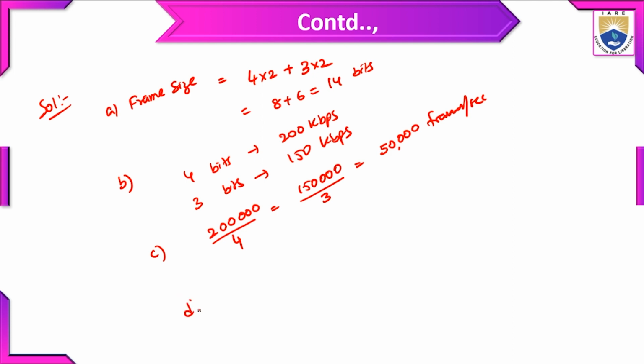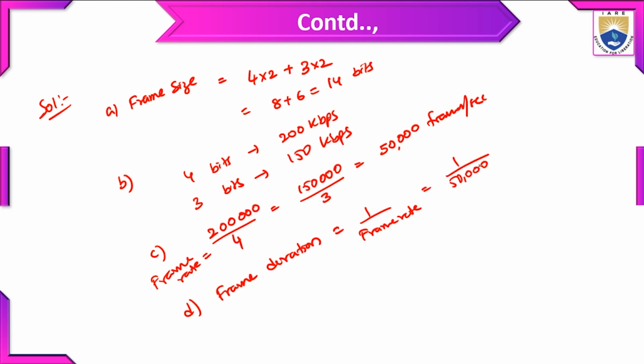Now another one is the frame duration. So this is the frame rate and this is the frame duration, that is 1 by frame rate. So what is the frame rate? 50,000. So that is nothing but 20 microseconds. So this is the frame duration.